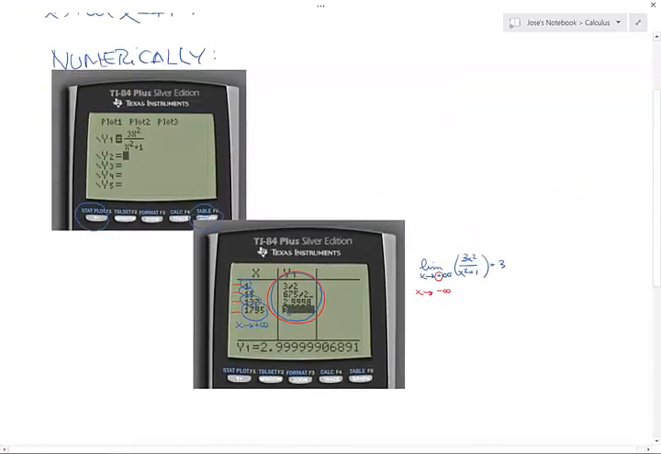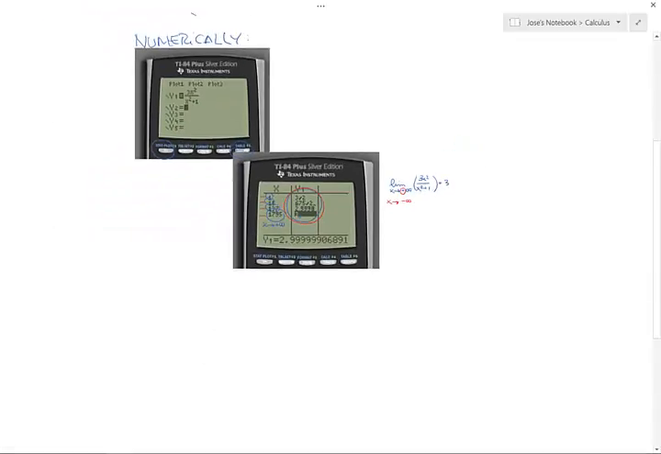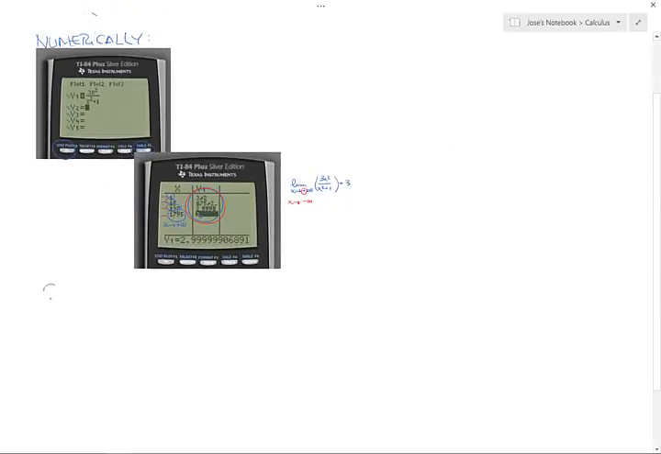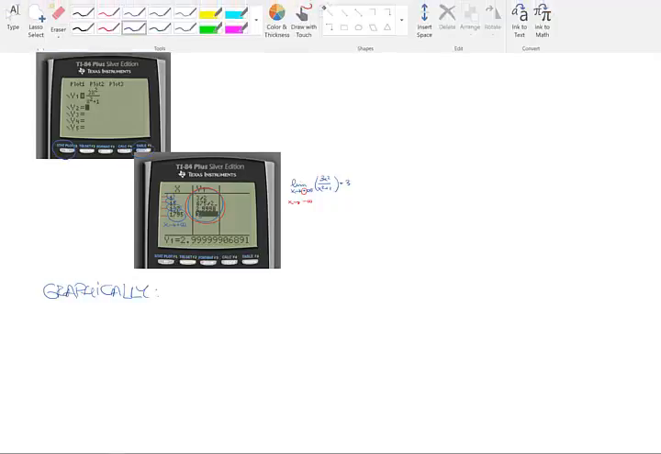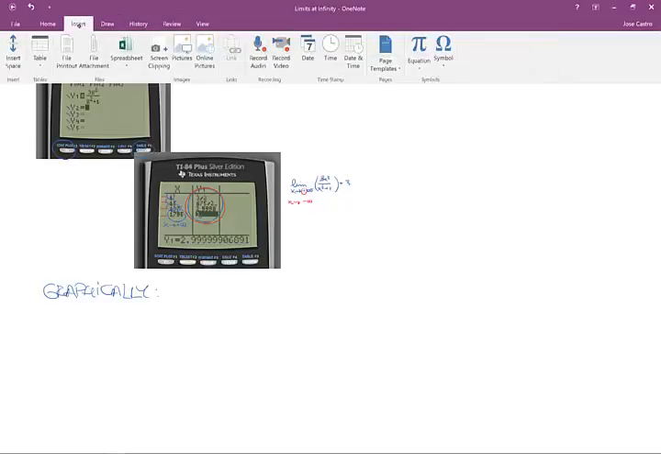Very, very easy. How do you do limits graphically? So how are you going to be asked to do a limit graphically? In that situation, a graph of the function will be given to you, either one from the book or one from your calculator. Let me insert a picture from the calculator.